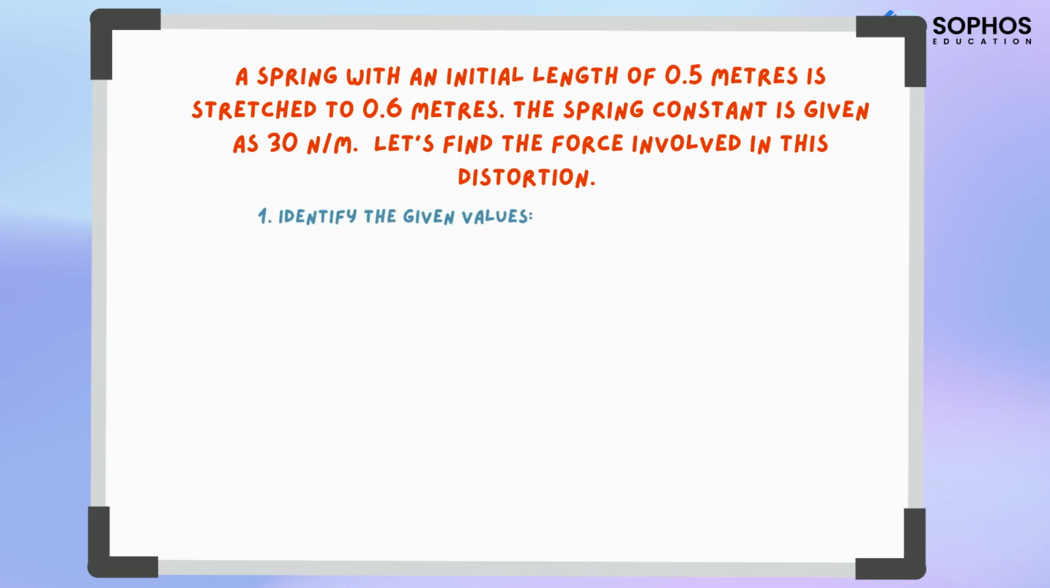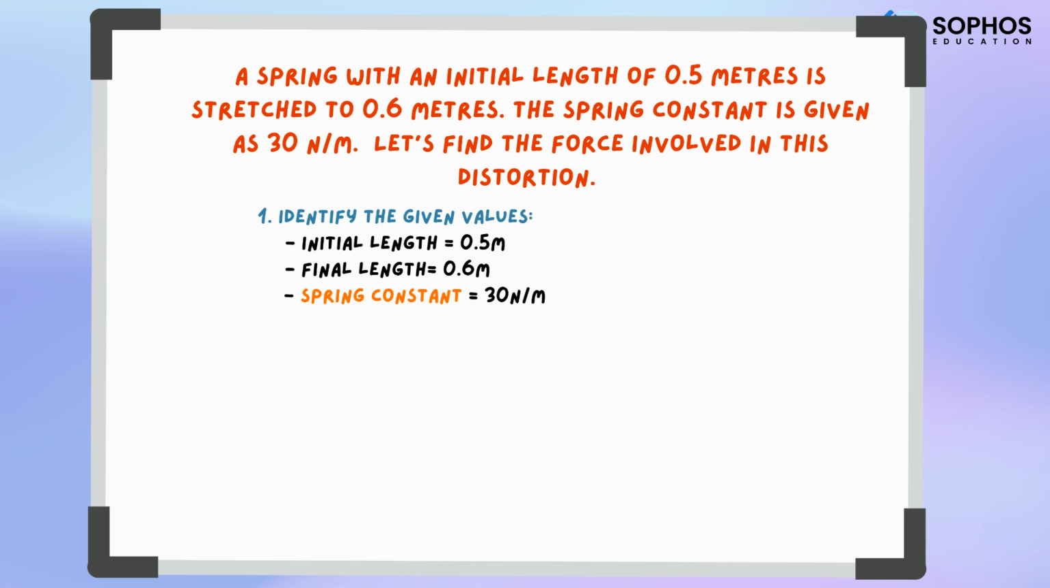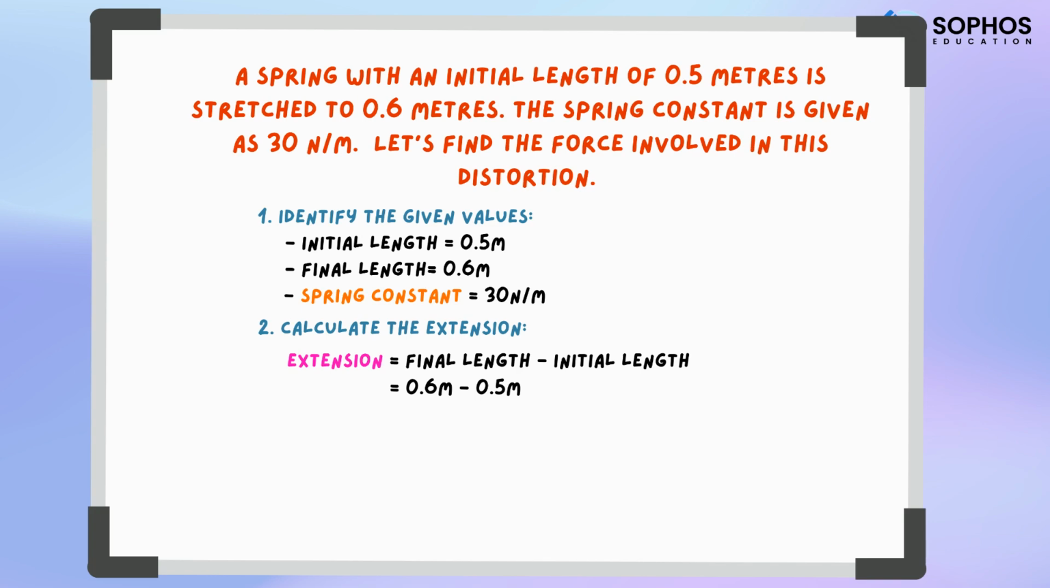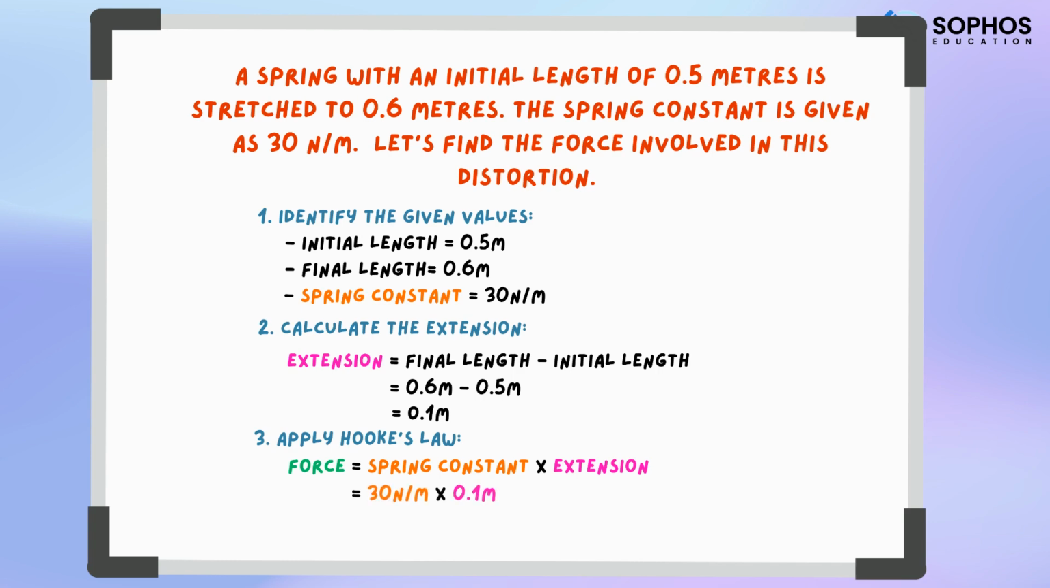Start by identifying the given values. The initial length is 0.5 meters, the final length is 0.6 meters, and the spring constant, k, is 30 newtons per meter. Next, calculate the extension. This is the final length minus the initial length. e equals 0.6 meters minus 0.5 meters, which equals 0.1 meters. Now apply Hooke's law. Force F equals spring constant k times extension. This is 30 newtons per meter times 0.1 meters, which gives us 3 newtons. Therefore, the force applied to the spring is 3 newtons.